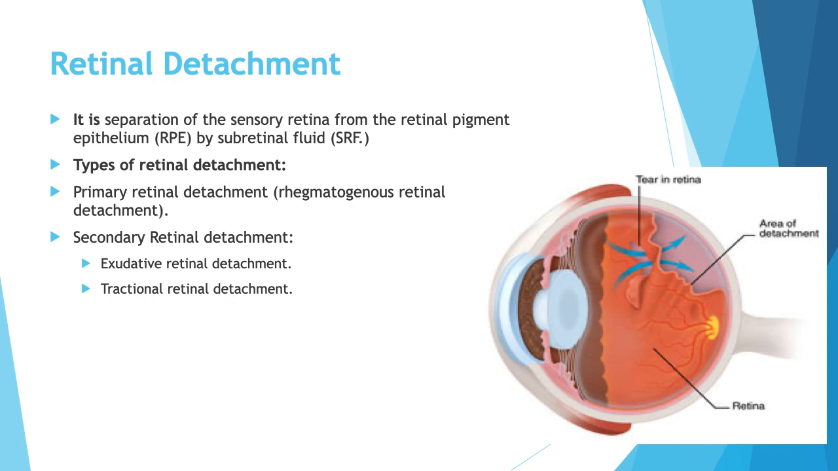So the main point is accumulation of fluid under the retina. This is an example of rhegmatogenous detachment, where there is a break in the retina. The vitreous becomes gel and passes through the break and starts to detach the retina.